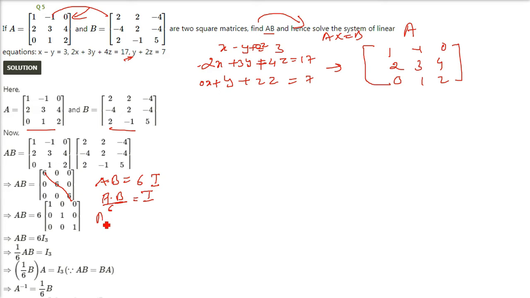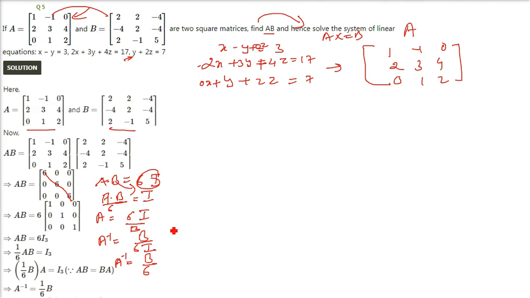Why give it B by 6? Because we are interested in A inverse. Because A times B is eventually 6I. If you take B in the denominator, A inverse, let us invert it. It will be B inverse by 6I, that is 6 only. B by 6. A inverse is this.